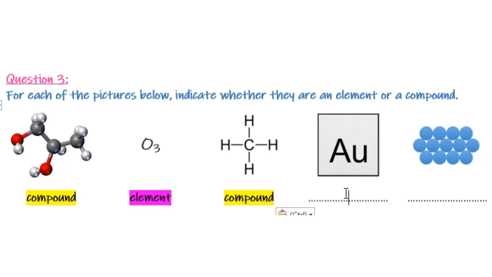Fourth example, Au. Au is the symbol of which element? Gold. Excellent. So we have here the symbol of gold, and gold is an element.